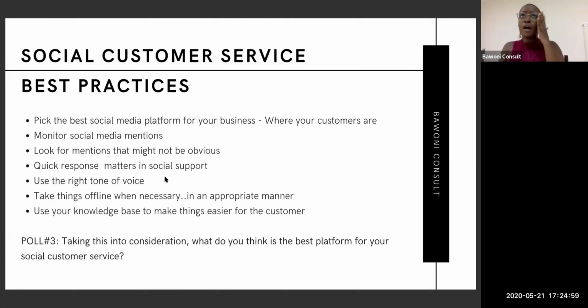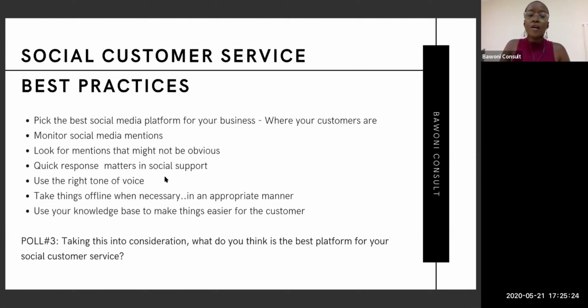Some companies have maybe 24 hours, some 12 hours, some 6 hours, some 20 minutes, some 30 minutes, but they've decided on a response time. And I usually try to have a response time and try to beat it. So if it's 3 hours, then I just want to know that within 2 hours, I would get to that customer. The next point is to take things offline when necessary in an appropriate manner.